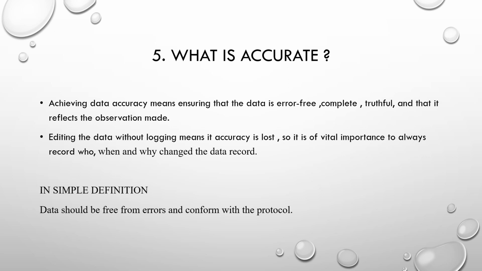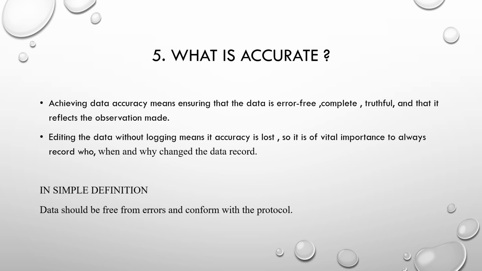What is accurate? Achieving data accuracy means ensuring that the data is error free, complete, truthful, and reflects the observation made. Please note down, my dear friends, achieving data accuracy means ensuring the data is error free, complete, truthful, and reflects the observation made. Editing the data without logging means its accuracy is lost. So it is of vital importance to always record who changed the data record, when, and why.